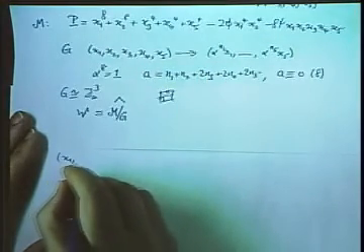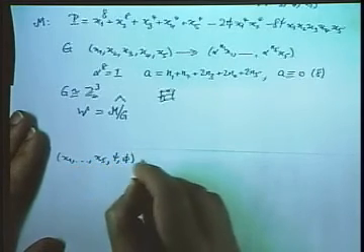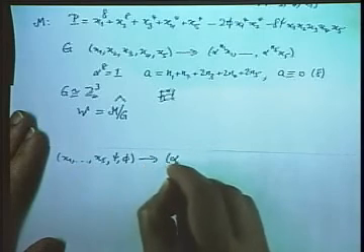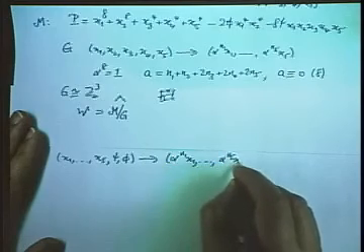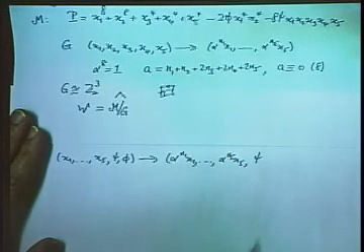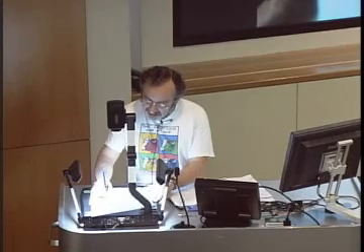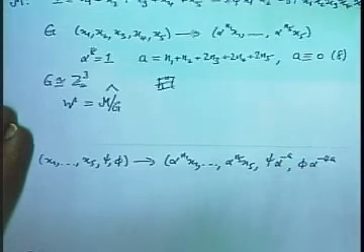So we could have written x1 to x5 and then psi and phi, and we could have sent that to alpha to the n1 x1 dot dot dot alpha to the n5 x5, and then sent psi to whatever we have to send it, psi to alpha to the minus a and phi to alpha to the minus 4a. Is that true? Yes.